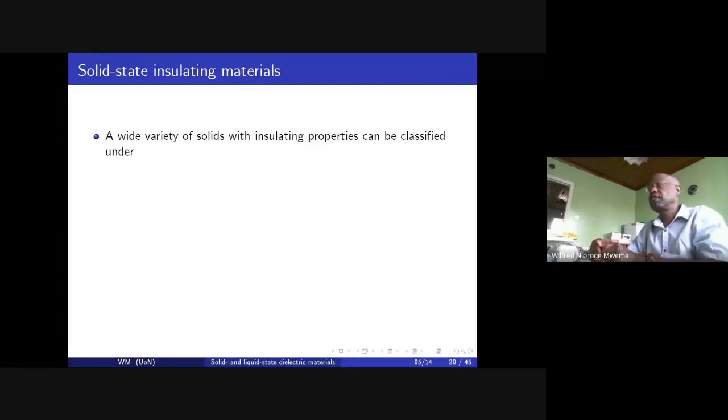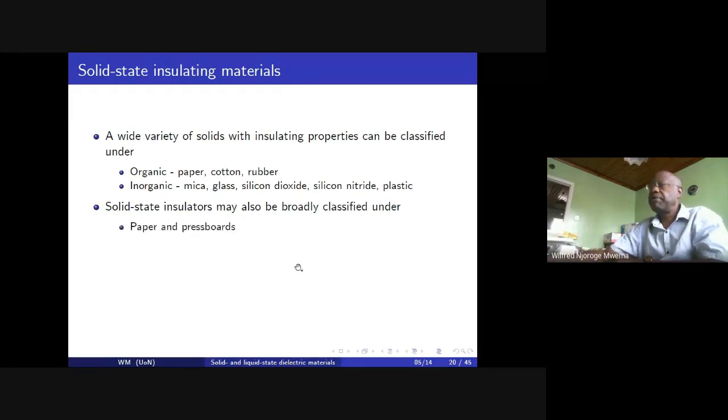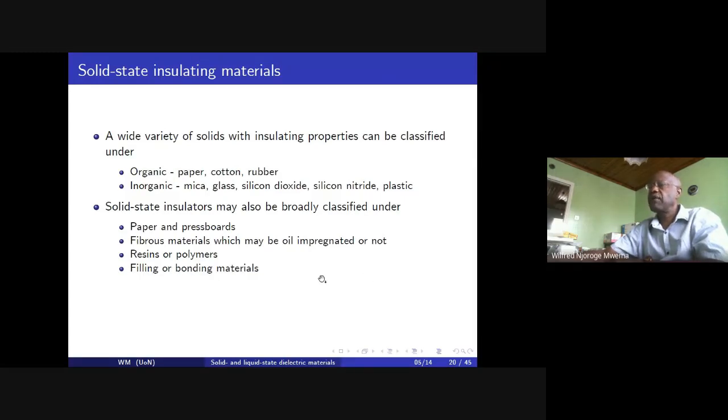So, a wide variety of solids with insulating properties can be classified under the organic, that is paper, cotton, or rubber. We have inorganic, such as mica, glass, silicon dioxide, silicon nitride, plastics, and so forth. So, solid state insulators may also be broadly classified under the paper and press boards. We have fibrous materials, which may be oil impregnated or not. We have resins and polymers, filling or bonding materials, natural or synthetic materials as well, and composite materials, which now can borrow from any of these other groups.